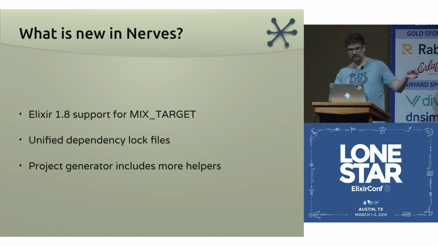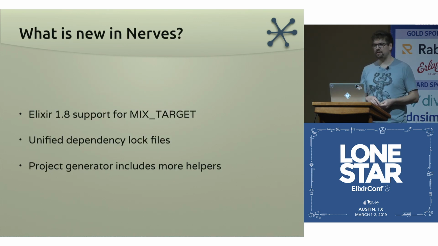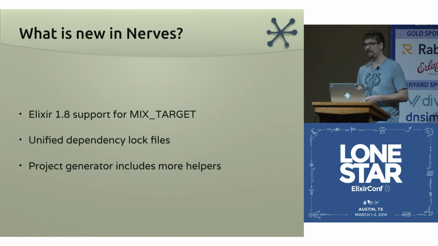And so that's what Nerves is. Well, let's take a look at what's new in Nerves. And from the top, the massive thing that got the least amount of mention in the release notes for Elixir 1.8 is quiet. Like MIX_TARGET, which was a Nerves thing, is now officially supported up in Elixir.